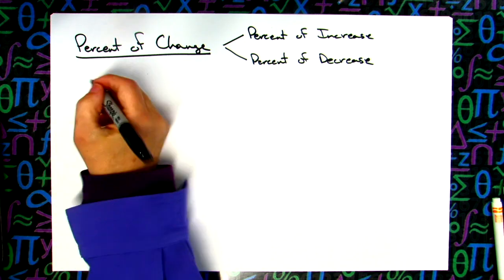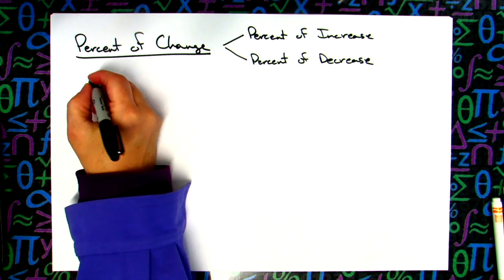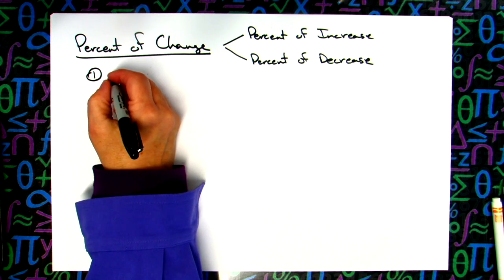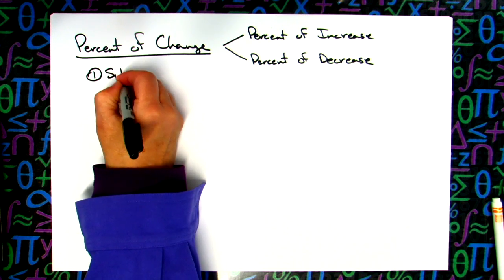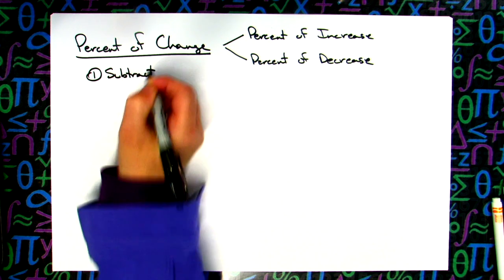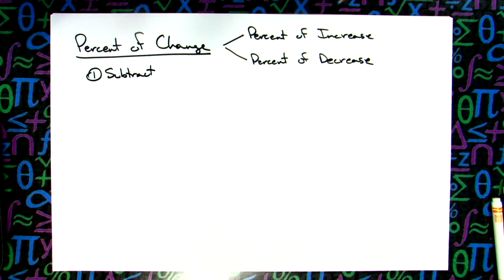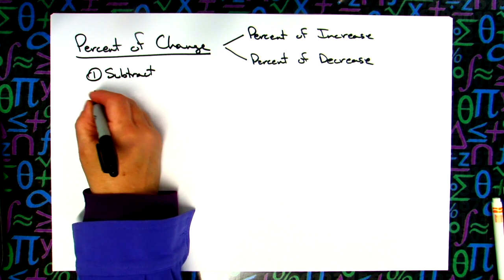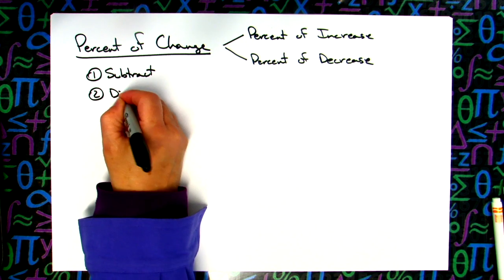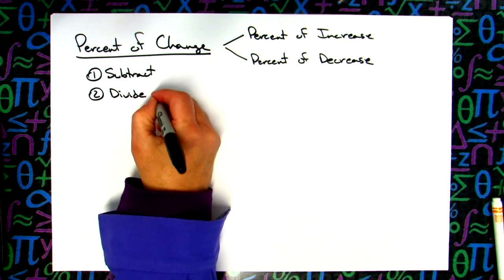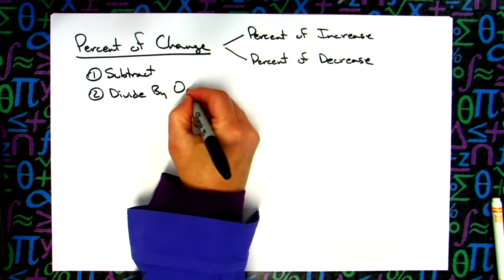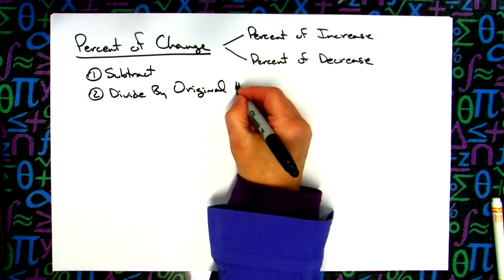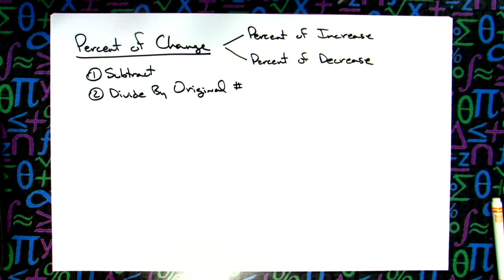All right, now I'm going to do steps, just real short steps here. Step 1, we're going to subtract, like normal: big number minus small number. You just want a positive number. Then step 2, you're going to divide by the original amount, or let's say the original number, because it wouldn't have to be money.